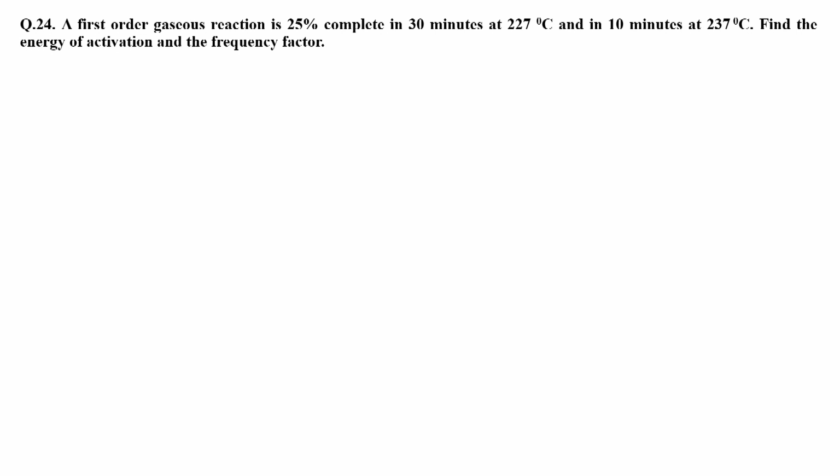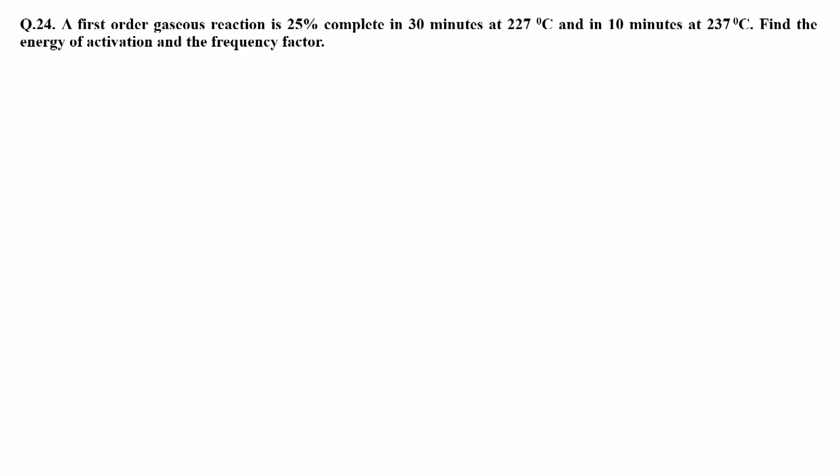Now problem number 24, it says a first order gaseous reaction is 25% complete in 30 minutes at 227 degrees Celsius, and in 10 minutes at 237 degrees Celsius. Find the energy of activation and the frequency factor.